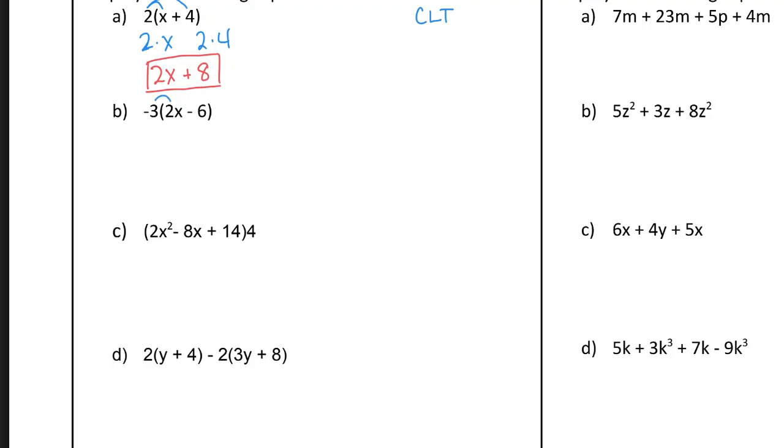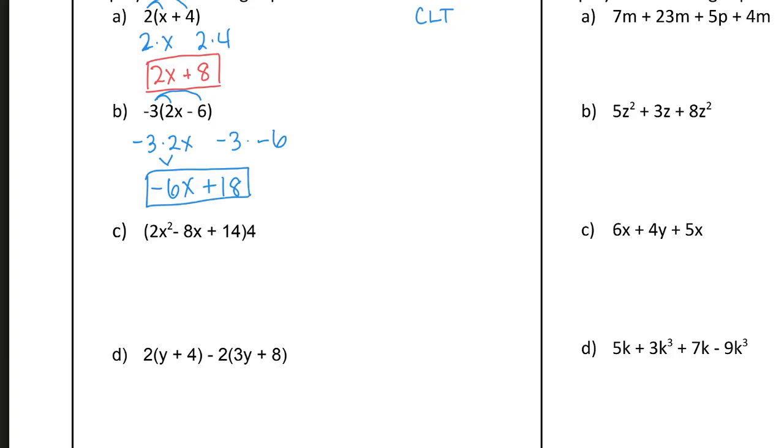Okay, same thing for number 2. We're going to distribute negative 3 times 2x, and then I have negative 3 times negative 6. So negative 3 times 2x, we're going to multiply the coefficients or the big numbers. So negative 3 times 2 is negative 6x. And then for the second one, we have negative 3 times negative 6. Remember, a negative times a negative is a positive, so that's going to be plus 18.